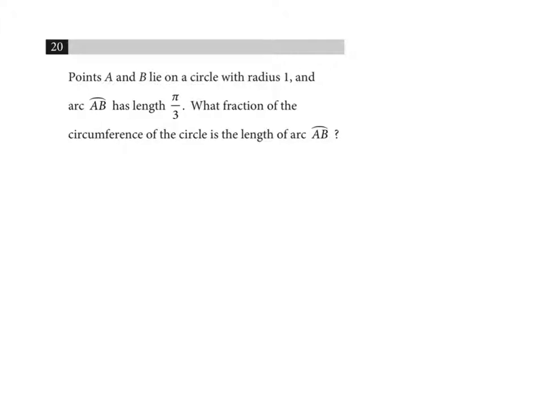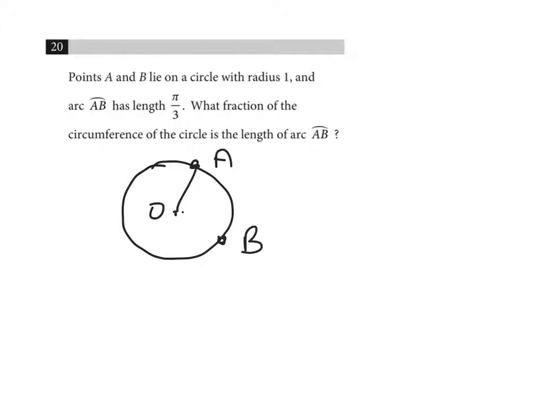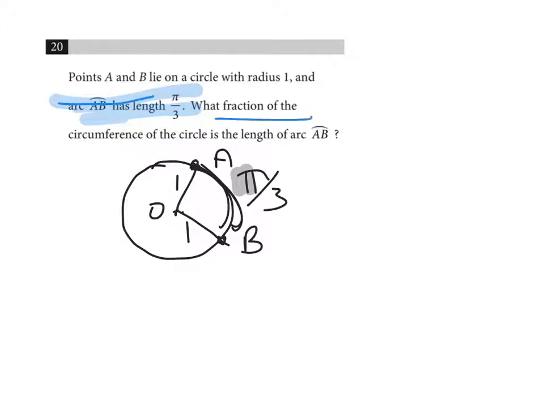Points A and B lie on a circle with radius of 1, so I'll label the 2 radii of 1, and the length of arc AB is pi over 3. So this particular arc is pi over 3. What fraction of the circumference is the length of the arc?